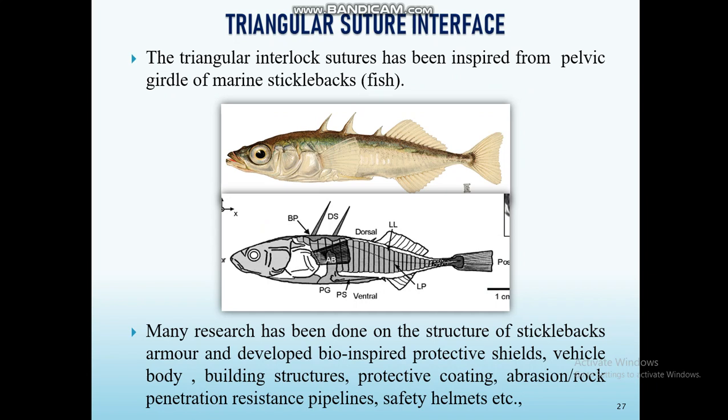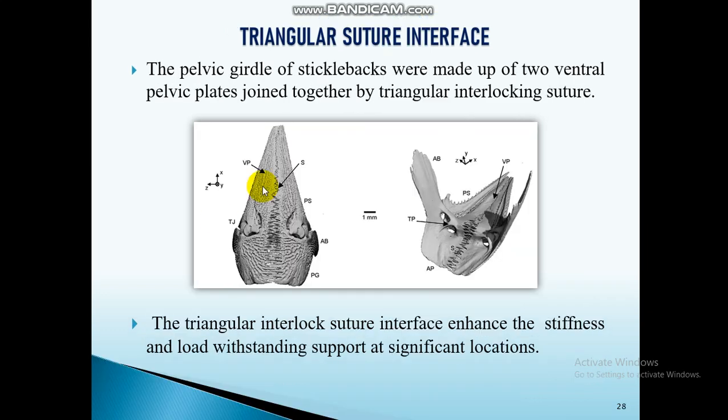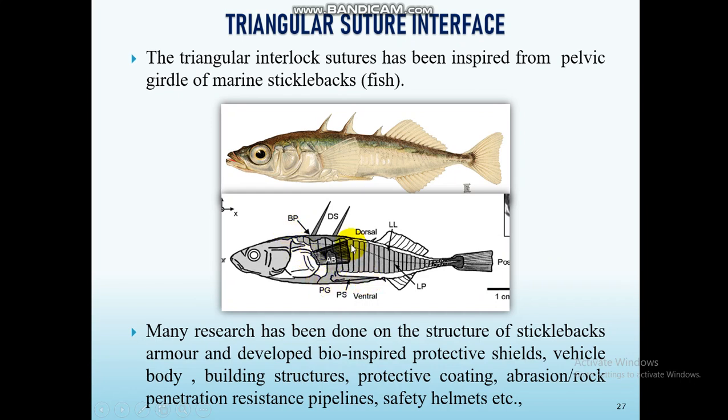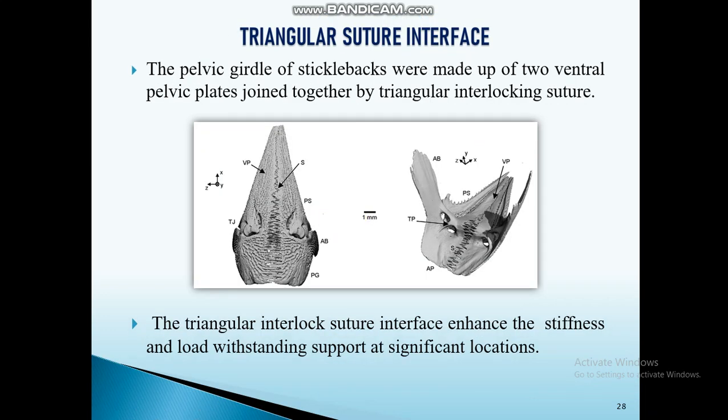Similarly, the triangular suture interface was inspired by marine stickleback fishes. These are called three-spine marine stickleback fishes with armors. They need to protect themselves from predators, as well as withstand the water pressure, so they came up with this type of evolution. You notice here the pelvic girdle. When a predator comes, it will open these two spines and these spines also. It's very difficult for predators to swallow the stickleback fishes.